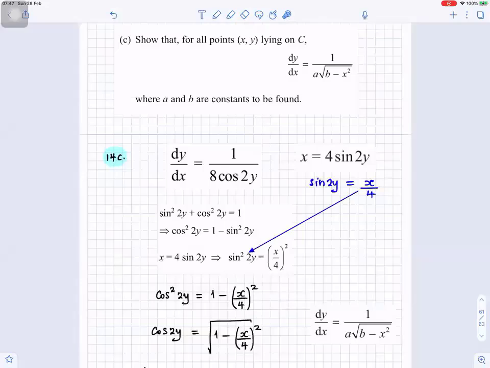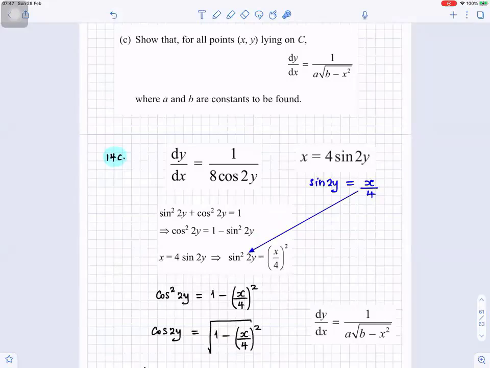For part 14C, we want to show that for all points x, y lying on C, dy over dx is equal to that. So we know dy over dx is 1 over 8 cos 2y. So we got here, we can divide by 4. So we got sine 2y is equal to x over 4. Remember that. Going to use it. And we need to use sine squared 2y plus cos squared 2y equals 1. And cos squared 2y will be 1 minus sine squared 2y.